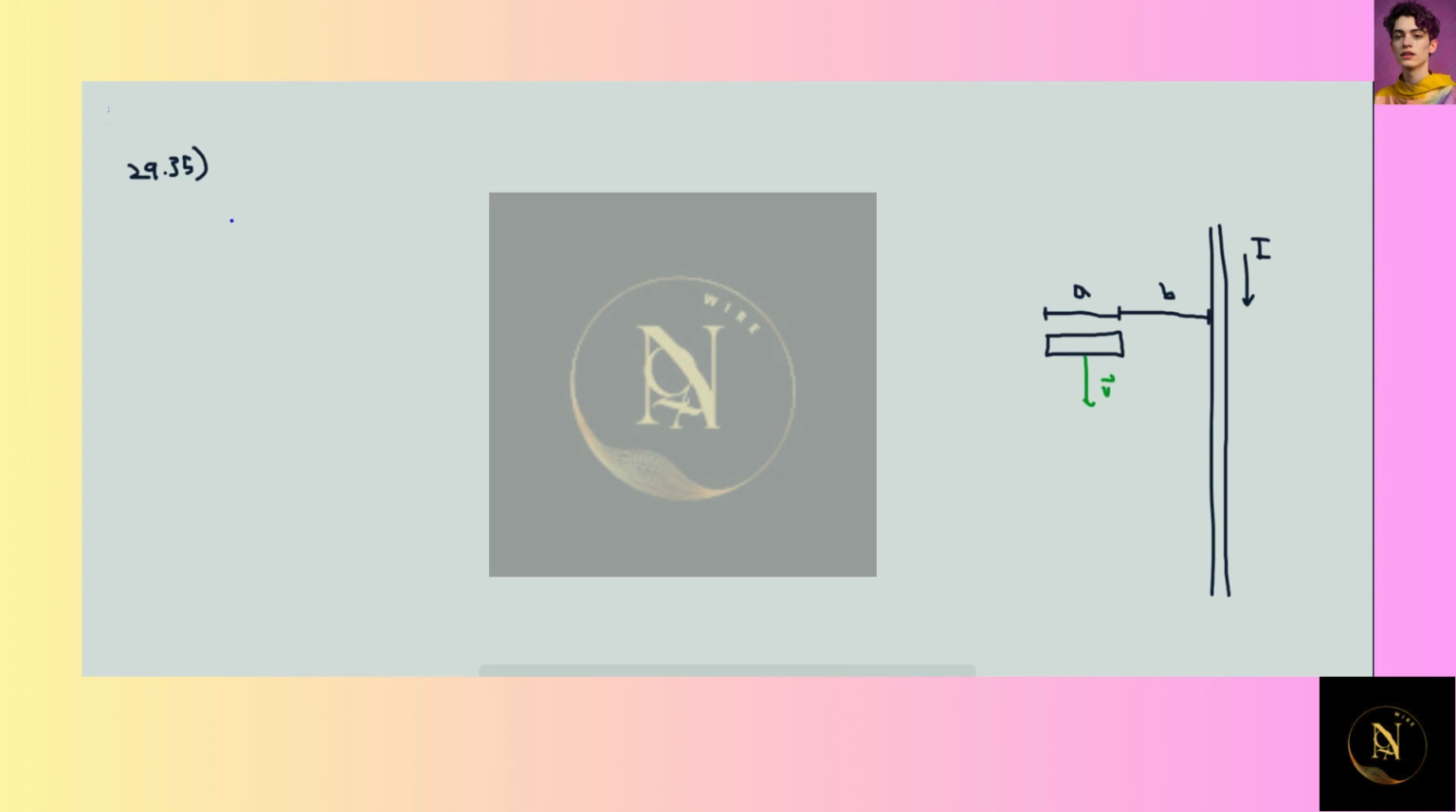Okay, so for part A, how are we going to do this? Well, we know that the magnetic field is going to be perpendicular to the rod at each point from this wire. But we also know that as you get farther away from the wire, the magnetic field is going to decrease, and it's going to be inversely proportional to the distance, as equation 28.1 shows.